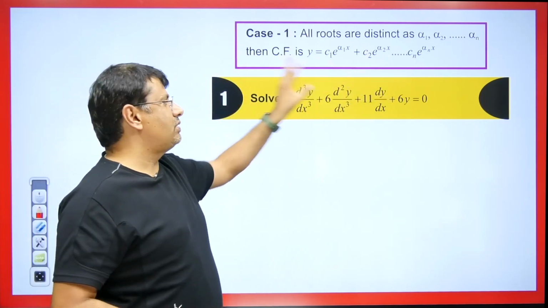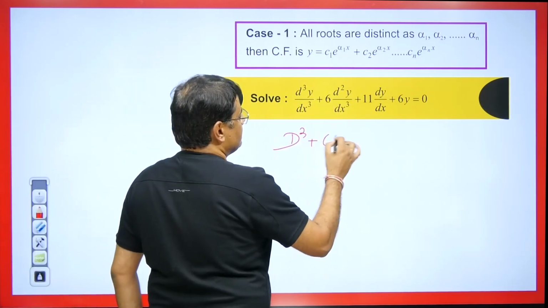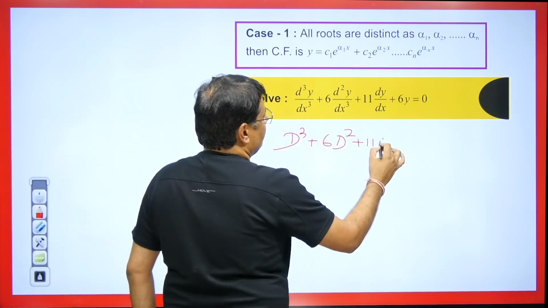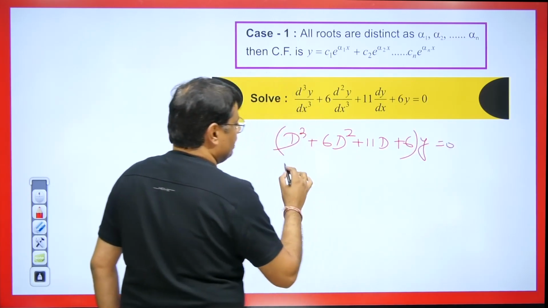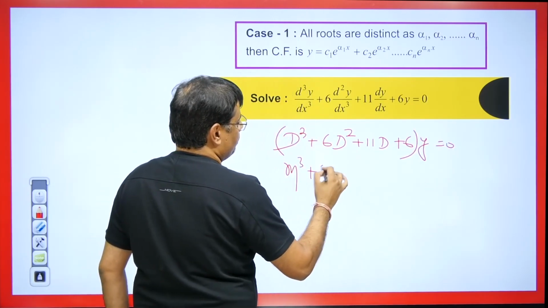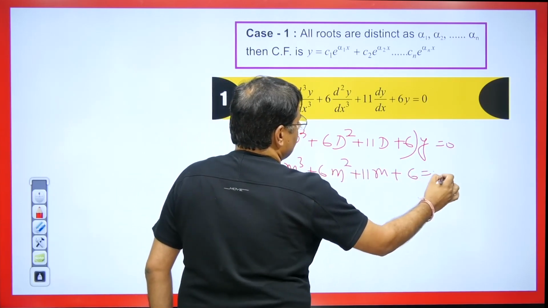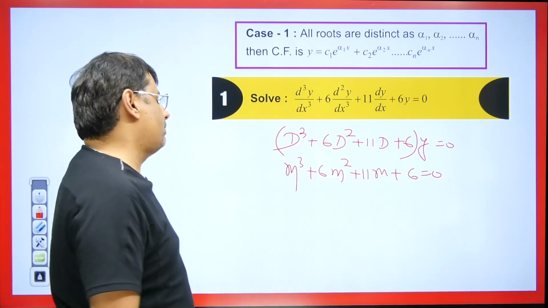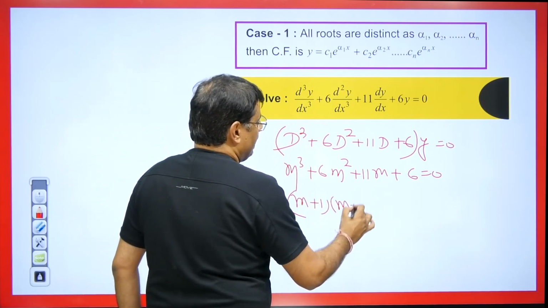You just take any equation directly. Look here, what we will do. This will be d cube plus 6d square plus 11d plus 6 into y is equal to 0. Students, wherever we have d, we will put m there. So it will be m cube plus 6m square plus 11m plus 6 is equal to 0. When you factorize it, you will get the factors as m plus 1, m plus 2 and m plus 3.